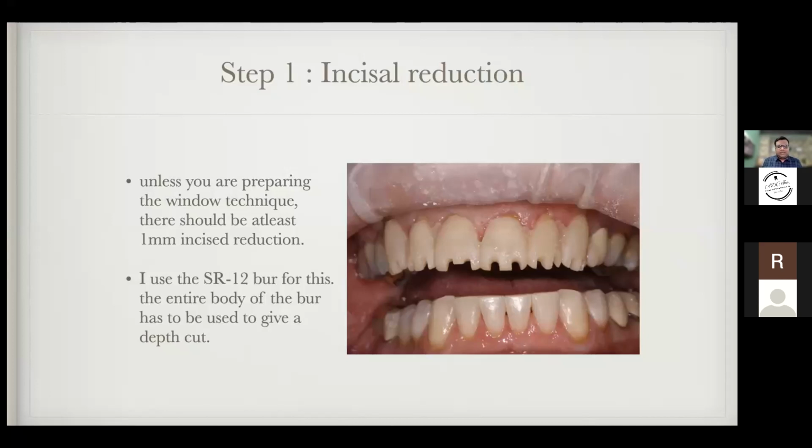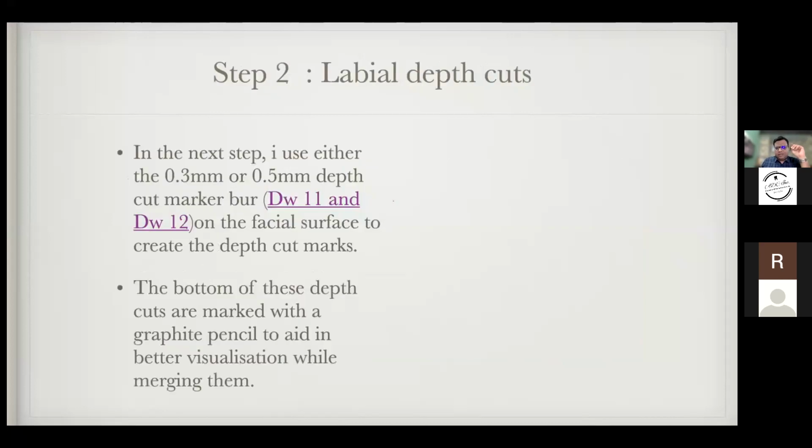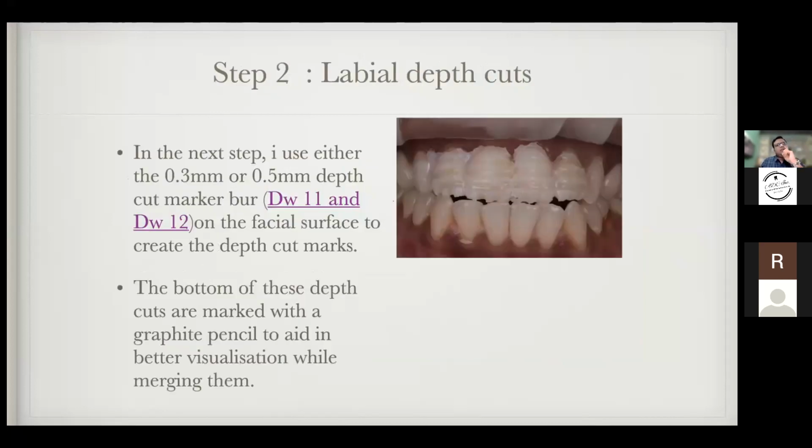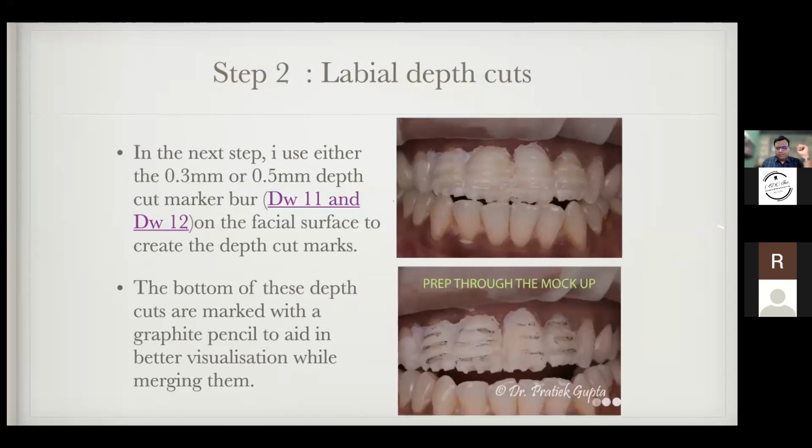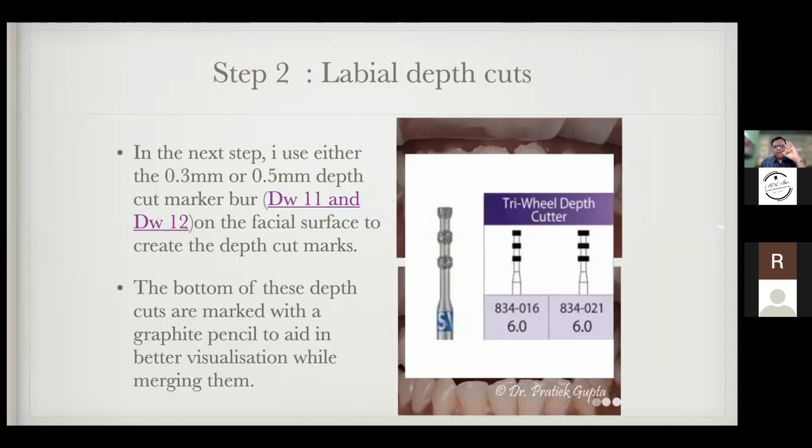So step 1 is incisal reduction, where you will use an SR11 or an SR12 bur and sink the entire body. I will show this. Okay. So you will do the incisal reduction first. Then you give the labial depth cuts, which is on the surface of the tooth, and you give it using these burs. These are the tri-wheel burs.